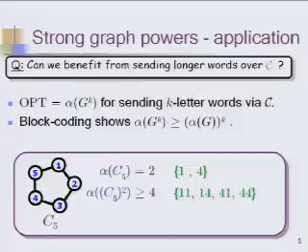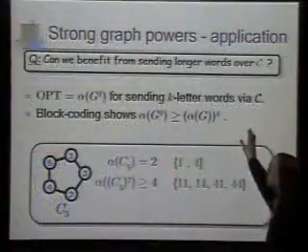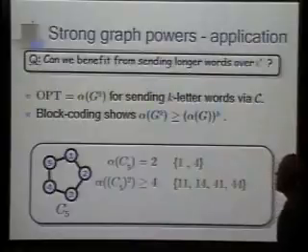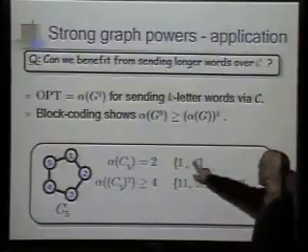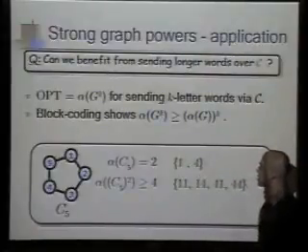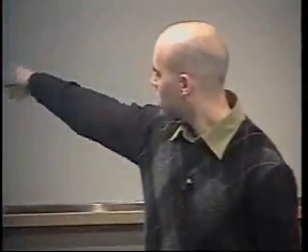And this bullet shows that taking longer words can't hurt you. That's easy because you can just take these two letters which formed an independent set in the original graph, and just take the Cartesian product. So this is block coding. Okay, in other words, is this clear? Good.